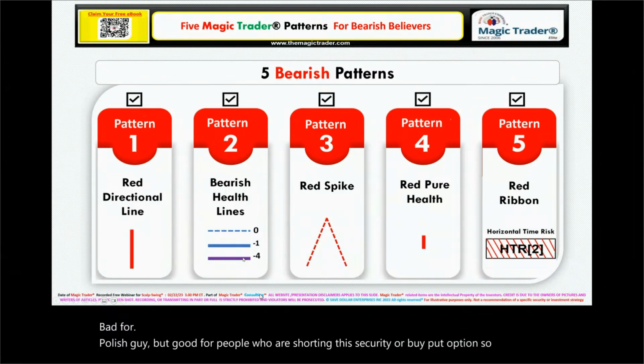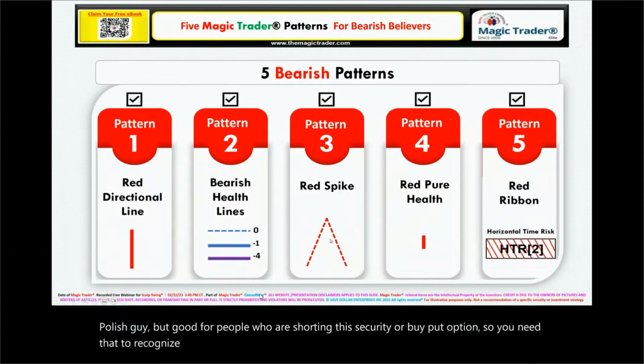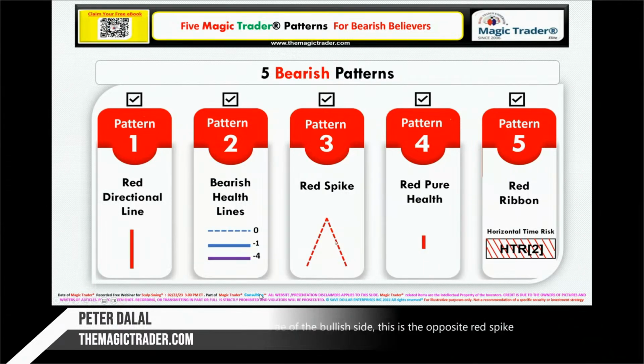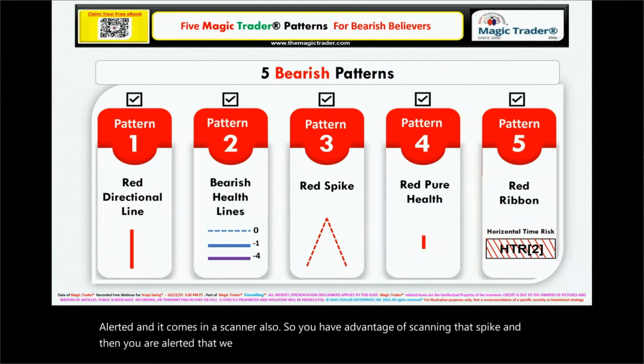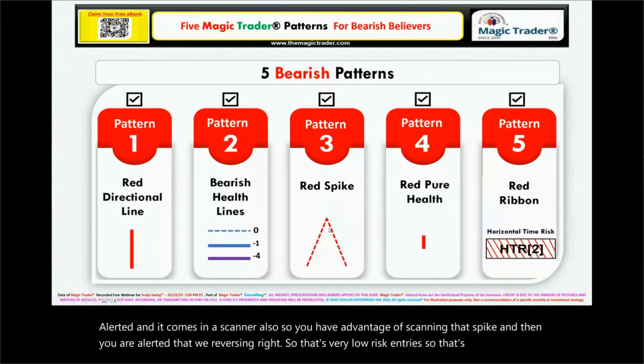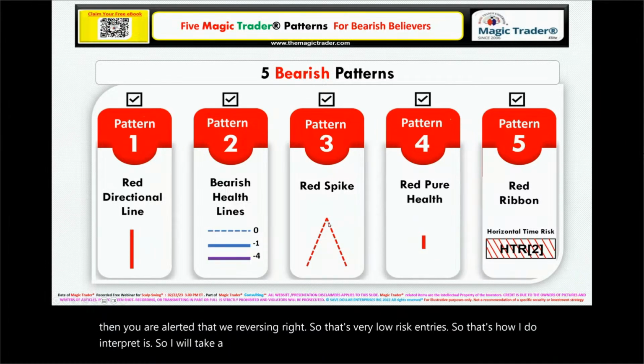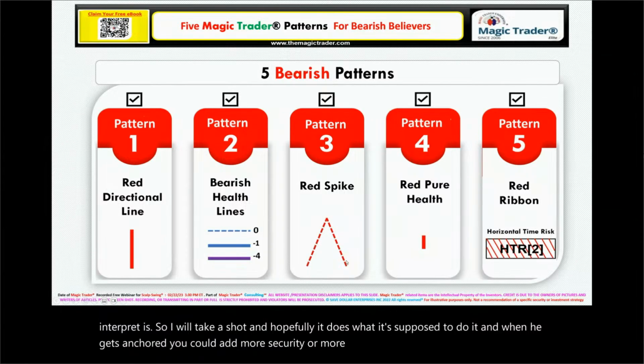So you need to recognize that. And as the other side of the bullish side, this is the opposite. Red spike means red entry. So once it gets there, you could get alerted, and it comes in a scanner also. So you have the advantage of scanning that spike, and then you are alerted that we are reversing, right? So that's a very low risk entry. So that's how I interpret this chart. So I will take a shot, right? Hopefully it does what it's supposed to do, and when it gets anchored, you could add more security or more forex lots. That's how I trade.